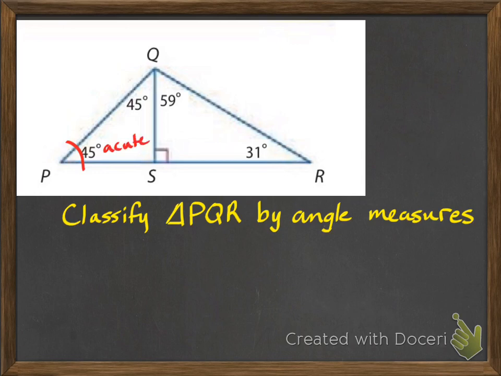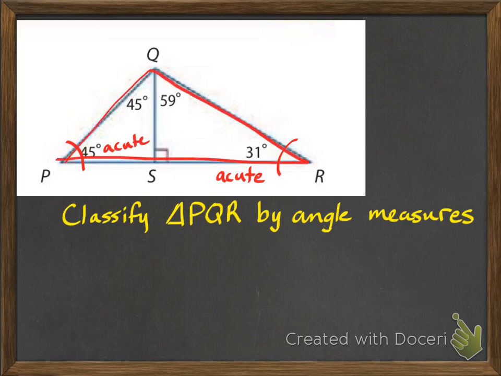Right. It automatically cannot be an equiangular triangle because all angles would have to be 60. Then we have angle R. Angle R, 31 degrees, also acute. Right. Now, triangle PQR, the entire figure, right?